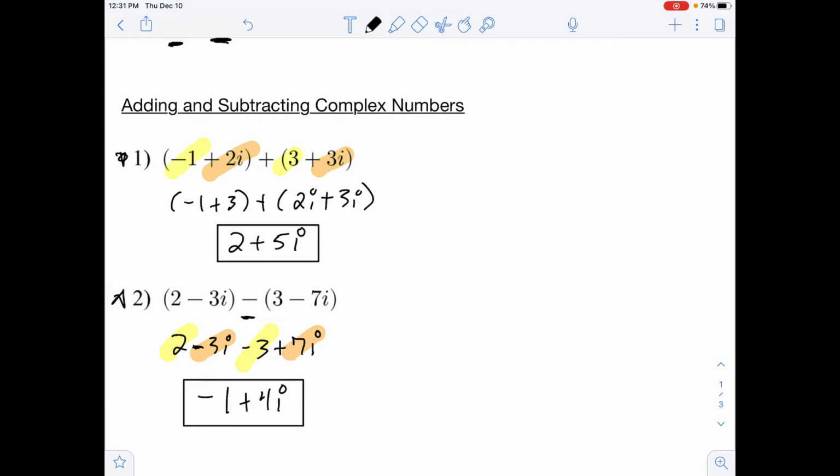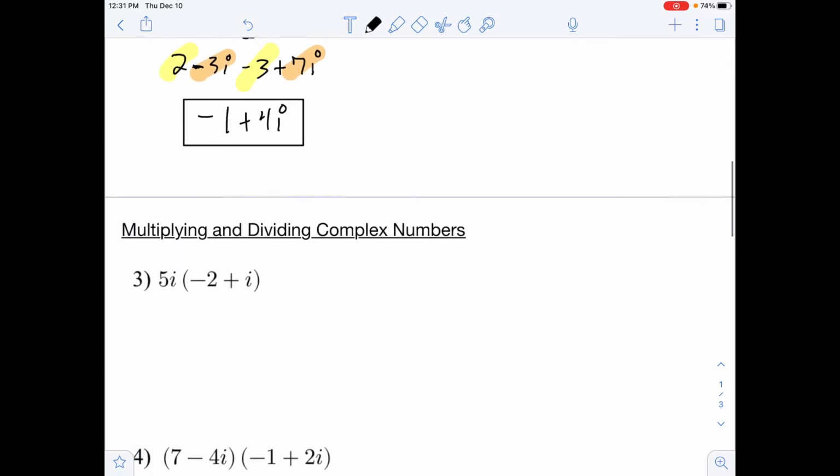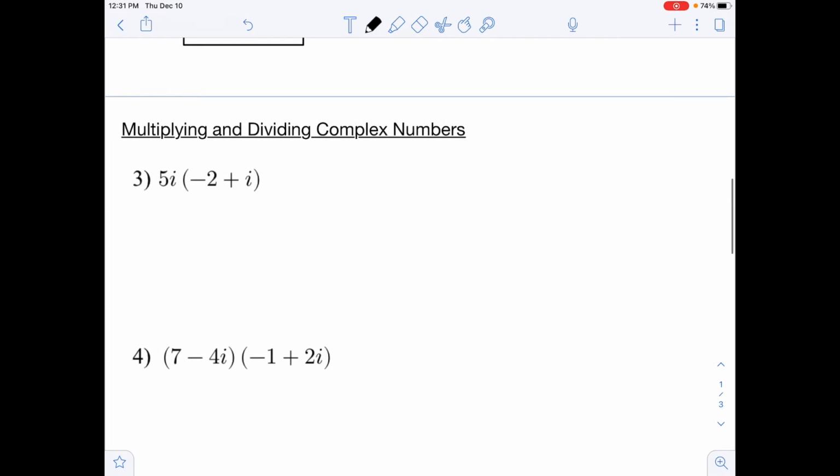So addition and subtraction is pretty straightforward. It's not too bad. Let's look at multiplying and dividing. So here with number 3, you see we have this 5i times -2 plus i. Right away, you're probably thinking of distributive property, and that's actually what we need to do. So this is going to be 5i times -2 plus 5i times i. So that would be -10i plus 5i squared.